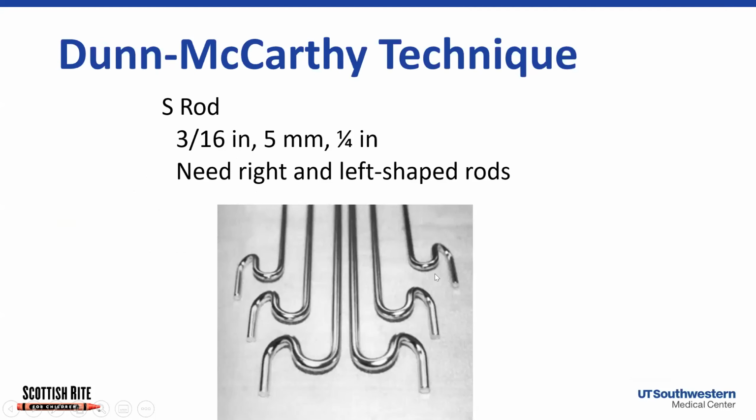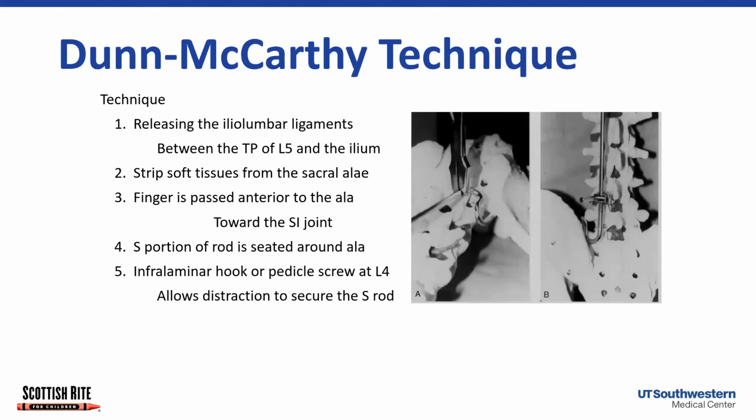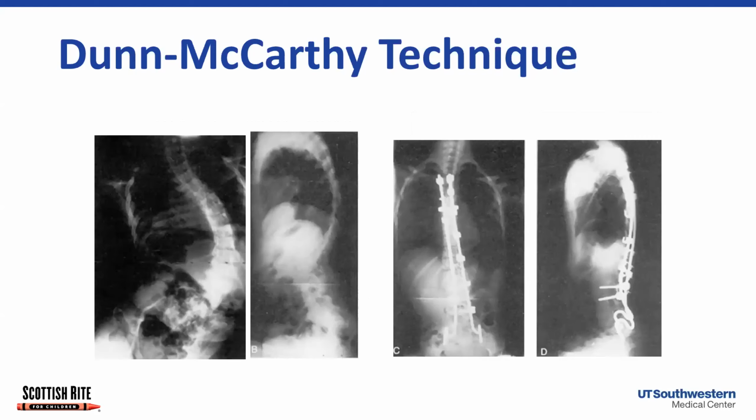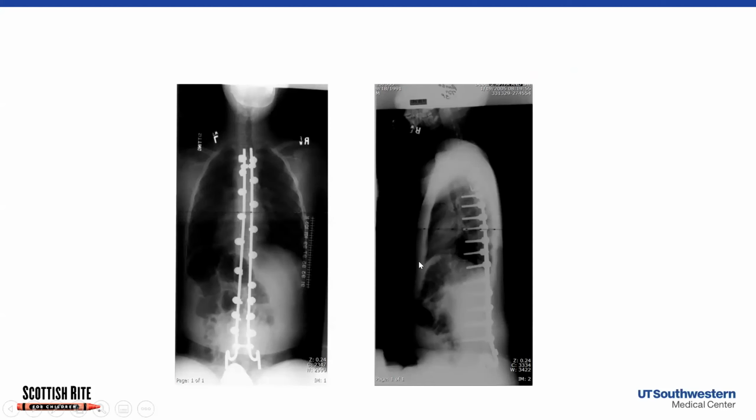The Dunn-McCarthy technique is an S-rod, which actually works fairly well for Duchenne's muscular dystrophy for those patients who have a little bit of a lumbar kyphosis. Very easy to use, goes over the sacral ala. You have to create a soft tissue path that they can go. It goes very, very quickly, very easily, and provides some stability, especially when there's significant pelvic obliquity. The Dunn-McCarthy technique is oftentimes, again, used in Duchenne's patients. Here's a patient from years ago, and then a more modern screw fixation technique.